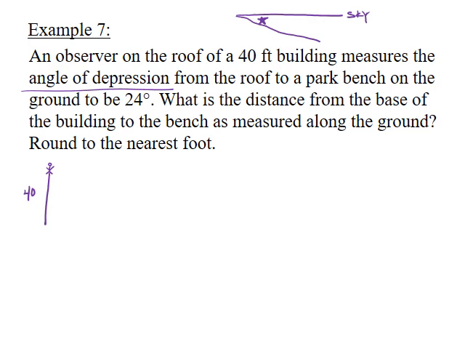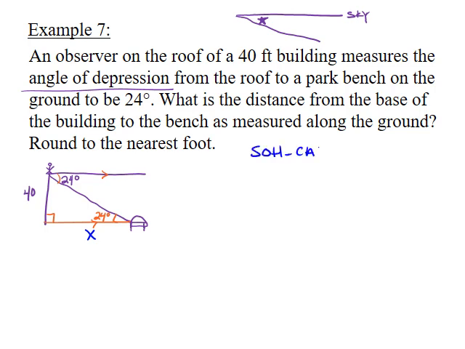Okay, so the angle of depression then, so these are perpendicular here. So the angle of depression then is this, and it's 24 degrees. And here's the park bench. It's a fancy bench, you see. Okay, we can apply some rules of geometry that if these lines are parallel, alternate interior angles are congruent, which means this is also 24 degrees. And this is a right angle. We want to find the distance from the base of the building to the bench. So this is the length we want to find.